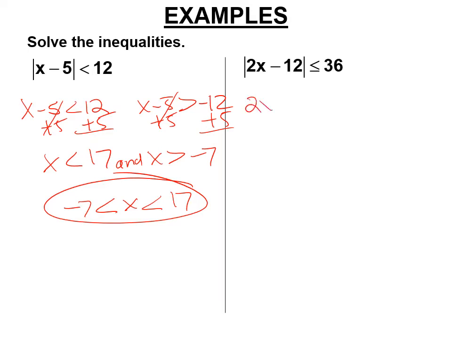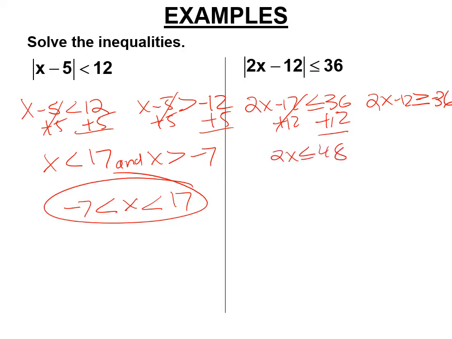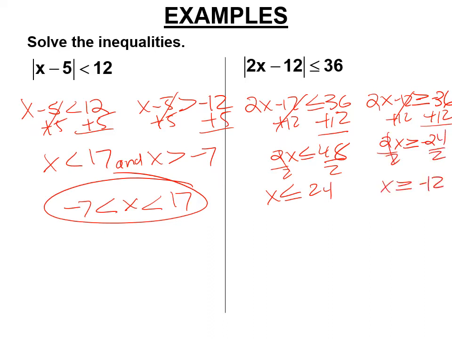Here we're going to do 2x minus 12 is less than or equal to 36. And we're going to do 2x minus 12 is greater than or equal to -36. So we add 12 to both sides. 2x is less than or equal to 48. Divide by 2. x is less than or equal to 24. And then we're adding 12 to both sides. 2x is greater than or equal to -24. Divide by 2. x is greater than or equal to -12.